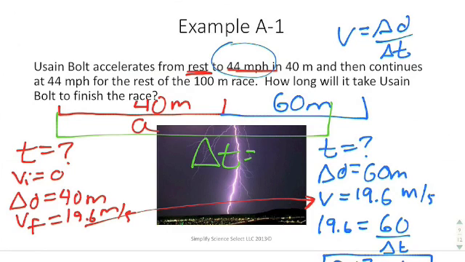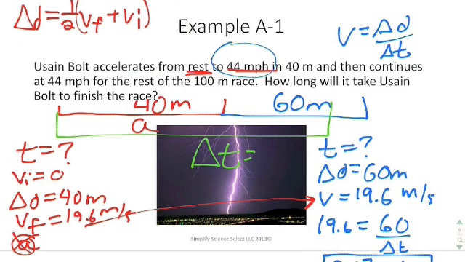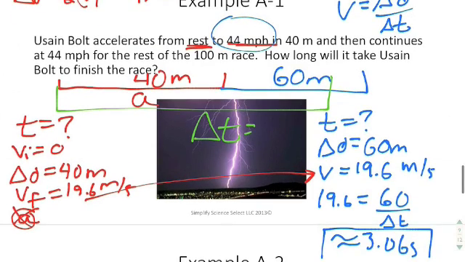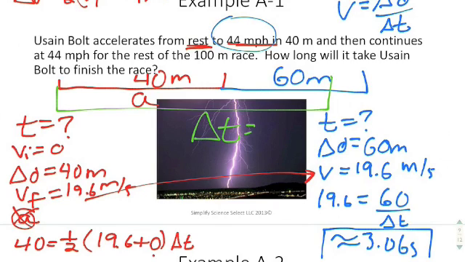We have our IFDAT. The acceleration is the only thing that we don't have. So we choose the equation that doesn't have acceleration in it. And that's delta d equals 1/2 (vf plus vi) delta t. Or in this particular example, it would be 40 equals 1/2 times (19.6 plus 0) times delta t. 19.6 plus 0 is still 19.6. Divided by 2 is going to give you 9.8 delta t.